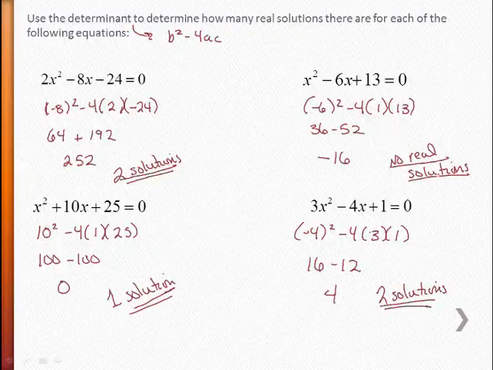Now, why is this helpful? First of all, it helps you to know if you're working the problem correctly, because if you are only supposed to have one solution and you come up with two, you know you've done something wrong. Second thing is if I know that I have no real solutions because I get a negative determinant, I don't need to do all the work with the entire quadratic formula. I do the determinant, I see that it's negative, and I know that there are no real solutions. I write no real solutions and I move on.